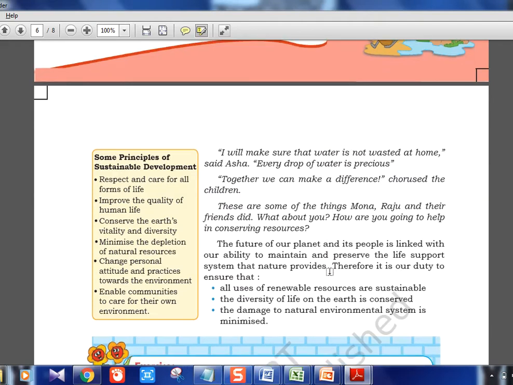Then again, these are all stories kind of thing, not required. Some principles of sustainable development: respect and care for all forms of life, improve the quality of human life, conserve the earth's vitality and diversity, minimize the depletion of natural resources, change personal attitude and practices towards the environment, enable communities to care for their own environment. So these are all simple tips, same things only.